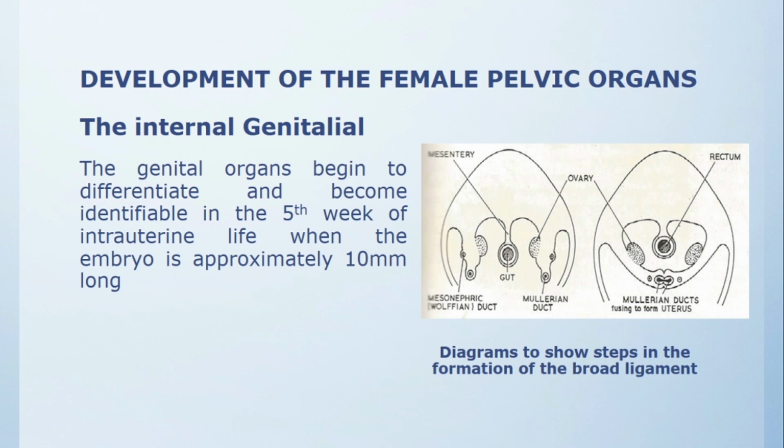The internal genitalia begin to differentiate and become identifiable in the 5th week of intrauterine life, when the embryo is approximately 10 millimeters long. Again, the genital organs begin to differentiate and become identifiable in the 5th week of intrauterine life. This diagram shows steps in the formation of the broad ligament.